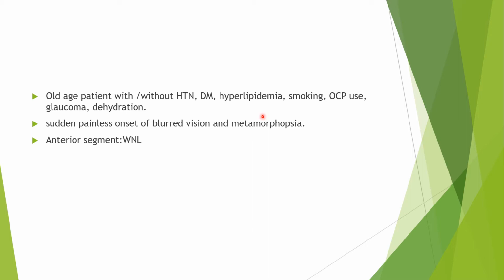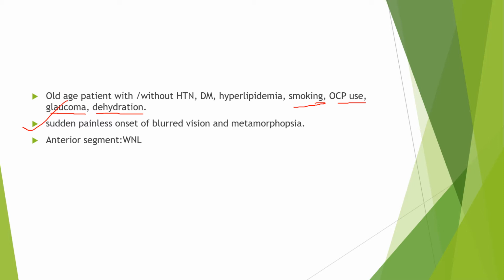Right, so you are sitting in your OPD and you have an old age patient who comes with or without any history. Old age patient, maybe 50 or 65 years of age, with or without history of hypertension, diabetes mellitus, hyperlipidemia, or any history of smoking. In females, there's a history of OCP use. Or your patient who has a history of glaucoma or chronic dehydration, presents with sudden painless onset of blurred vision and metamorphopsia.